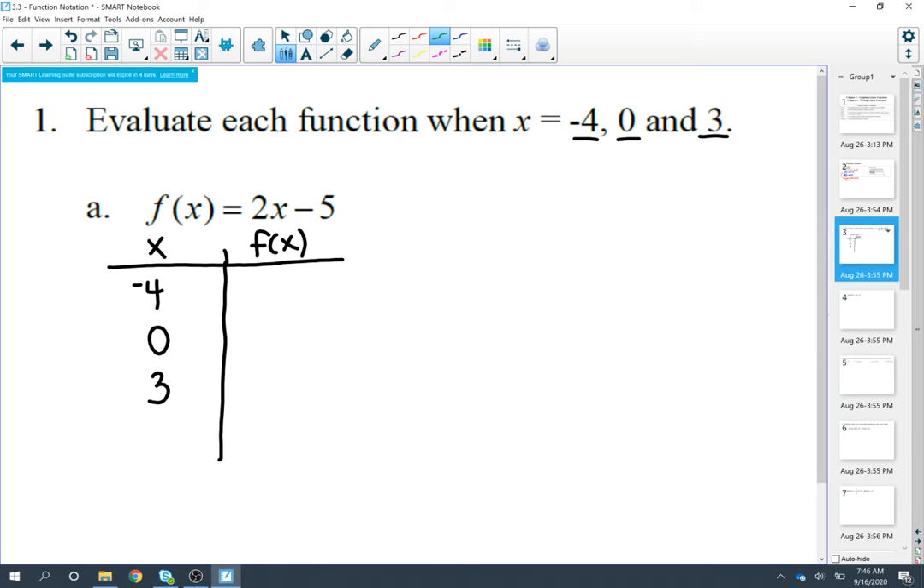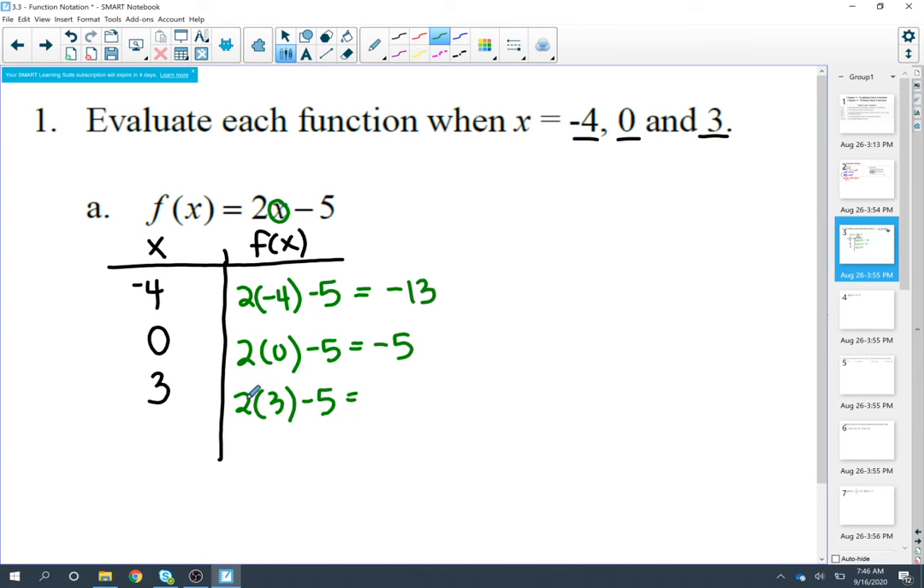So then we're going to start substituting into our function. So I'm going to have 2 times -4 minus 5. This is going to give me -8 minus 5 is -13. 2 times 0 minus 5. This is 0 minus 5, which is -5. And then we're going to have 2 times 3 minus 5. And then this is 6 minus 5 is 1. So evaluate each function. When x is -4, 0, and 3, we would get the values -13, -5, and 1.